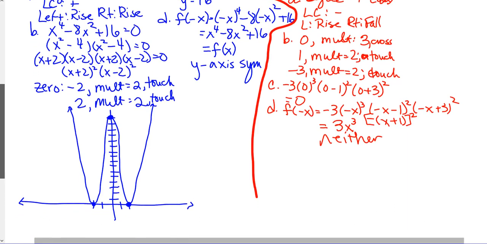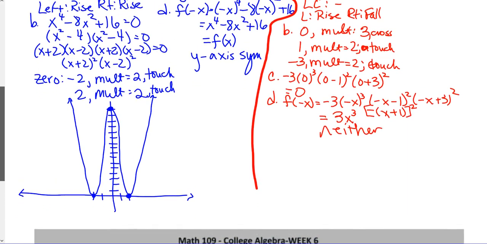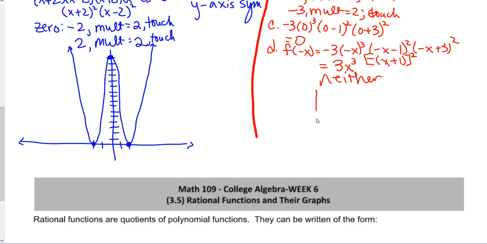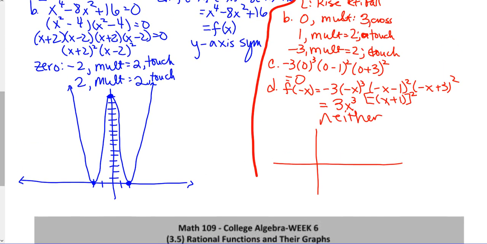Okay, so let's put all this together. I'm going to scroll down a little bit so that we can do a graph, okay? I'm going to have end behavior that goes up on the left and down on the right. So we're going to go up, then we're going to do some stuff in here, and we're going to go down, okay? So we're going to have zeros at 0, 1, and negative 3. So I'm going to put those on there. I'm going to put a dot right there and a dot over here on this one.